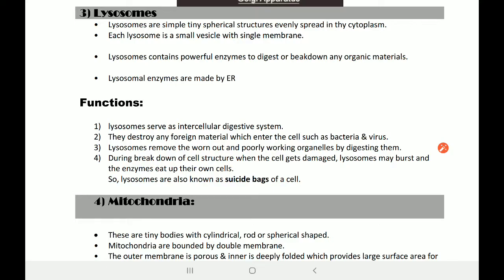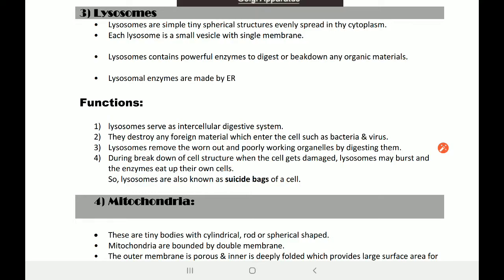And the lysosomal enzyme is made by the ER, of course. It is made by the ER, sent to the Golgi apparatus, and the Golgi apparatus creates the lysosome. Another function of the Golgi apparatus, which is not mentioned in our notes, is to prepare lysosomes. So the Golgi apparatus itself prepares the lysosome.